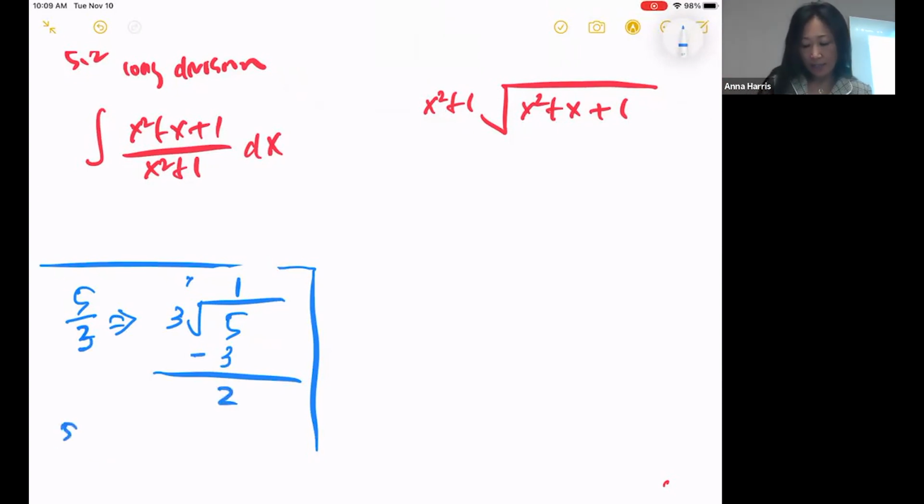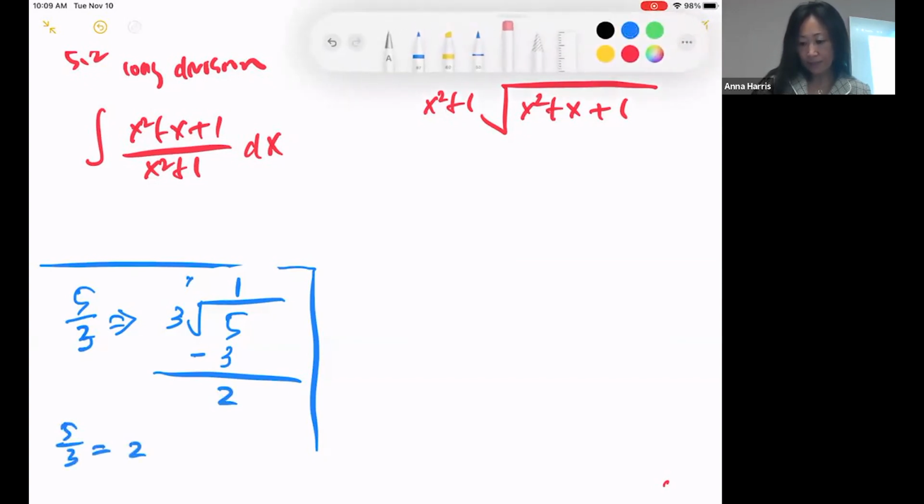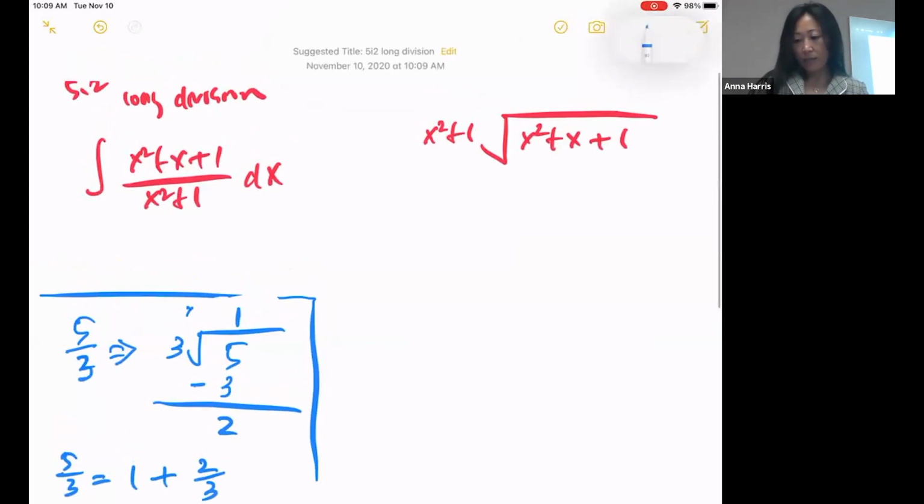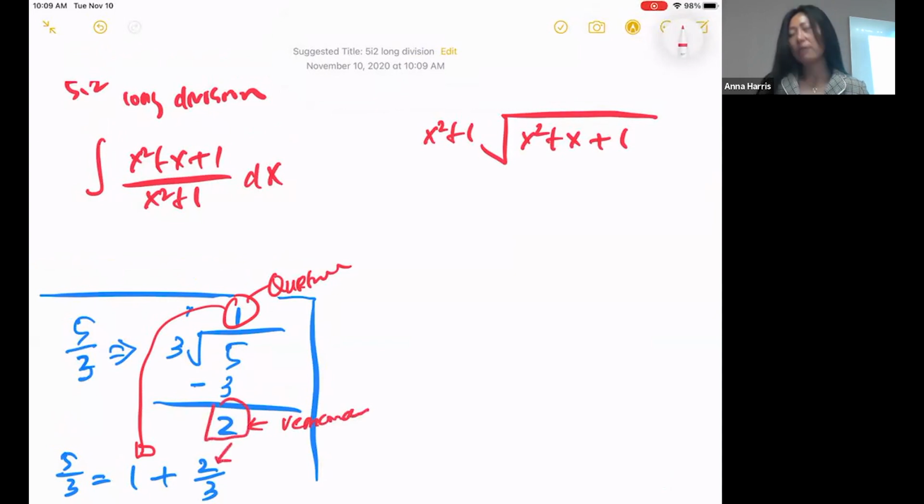So I can rewrite 5 over 3 as 1 plus 2/3. This one, write it down by itself: the quotient is right there, and this is your remainder. So the remainder goes right there.